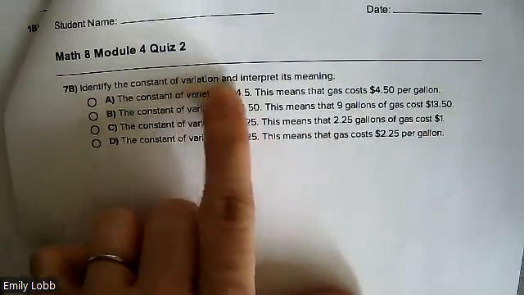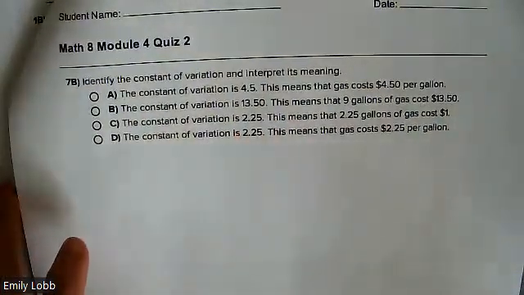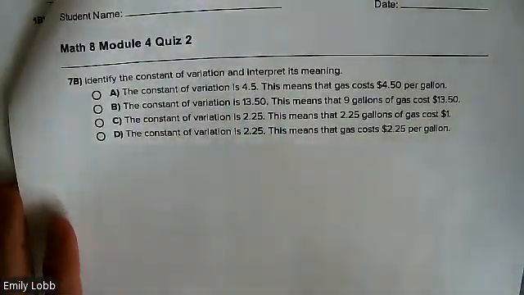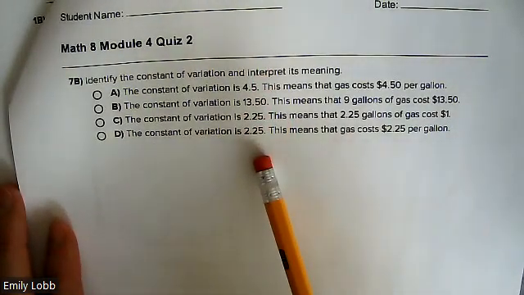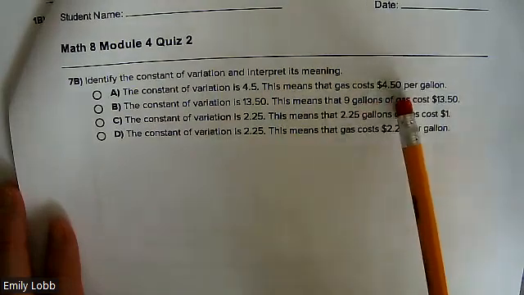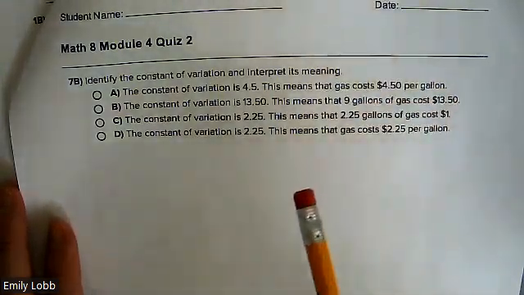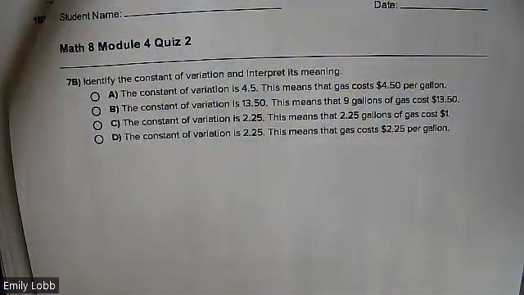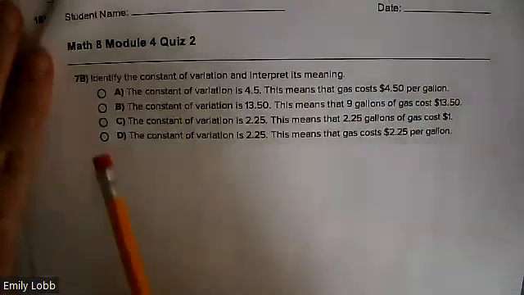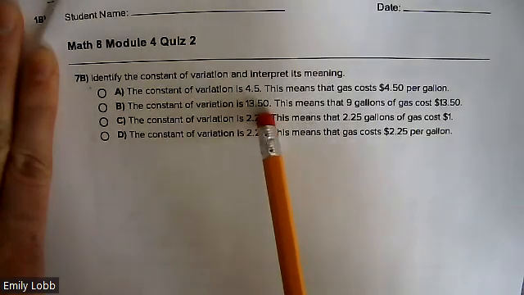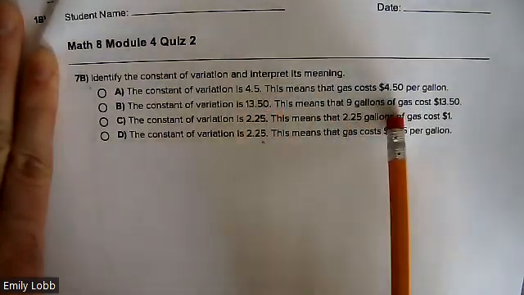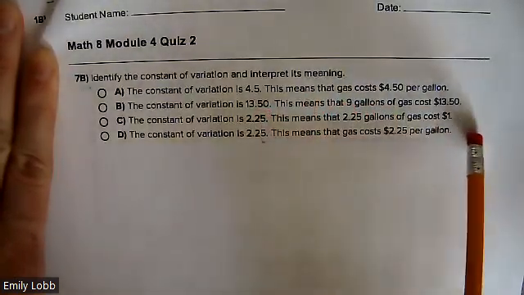So what did you get for M and what does it mean? Which one of these is your M? Does it mean that gas costs that per gallon? Or does it mean that that many gallons cost that much money? Or cost $1? I don't know. However it's written there. So which one has your M correctly in it? And what does your M mean?